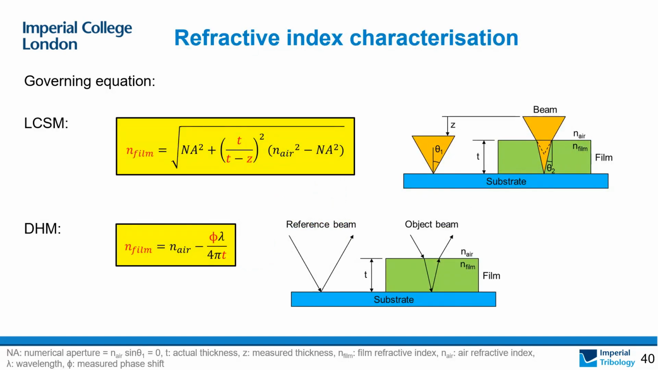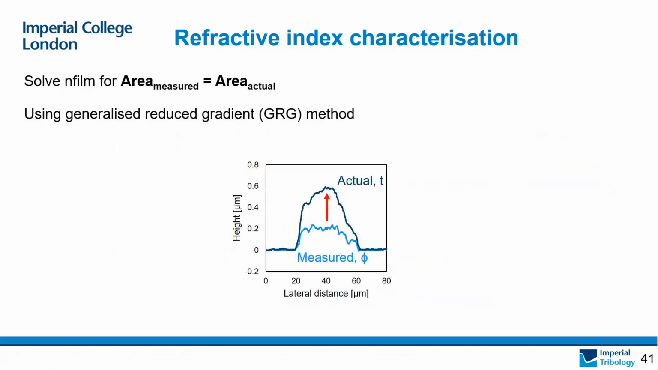So far, we have talked a lot about thickness measurement. How about refractive index? So how do we characterize refractive index? We first work out the governing equations for both confocal and DHM measurements. This equation relates the refractive index of the film to the measured thickness Z and the actual thickness T. For DHM, we use phase shift instead of Z, but they are both the same thing.